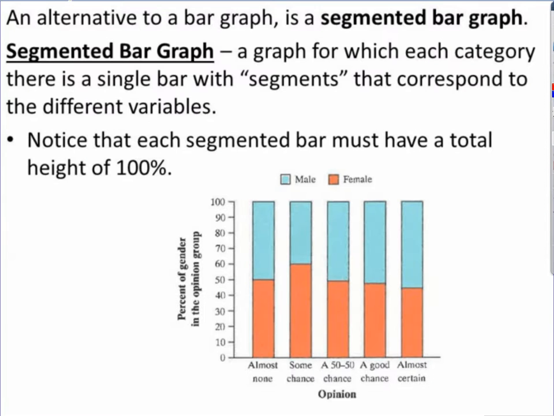We can also look at this as a segmented bar graph. In a segmented bar graph, each bar represents 100%, and you're just going to separate the bar where the change is. So almost no chance they were going to be rich, we said 50% of them were female, so the other 50% are male. On some chance, 60% are female, that's the orange. The blue part is male, so from 60 to 100%, which would represent 40% of that population, was male.